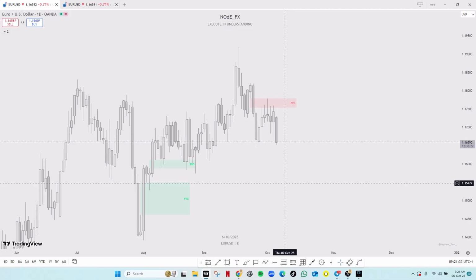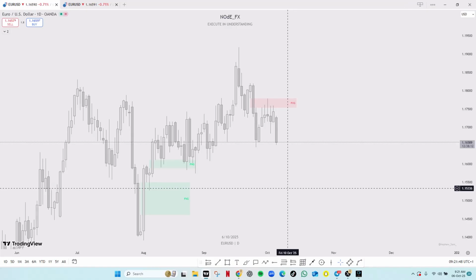We're going to do a recap on a mini swing trade I took last week, Thursday, Friday, and ended up being stopped out before price ran in the intended direction. Like we all know, I only trade Euro USD, so let's get straight to the chart.